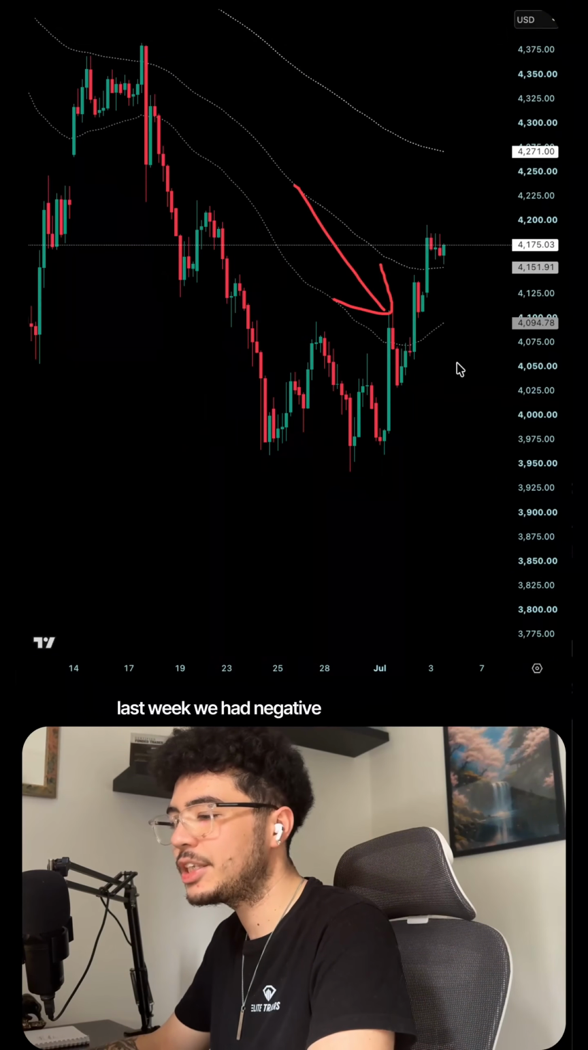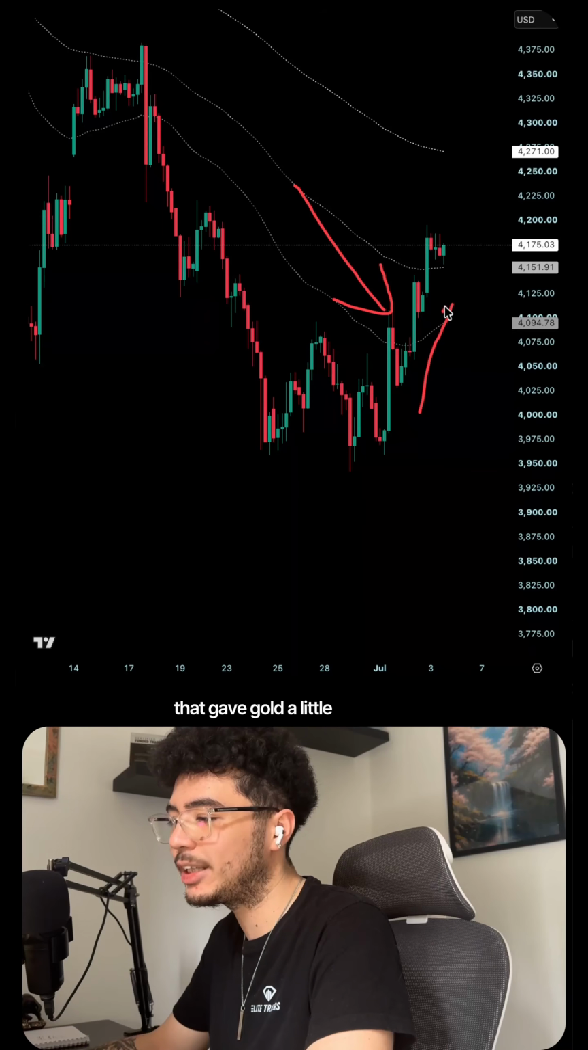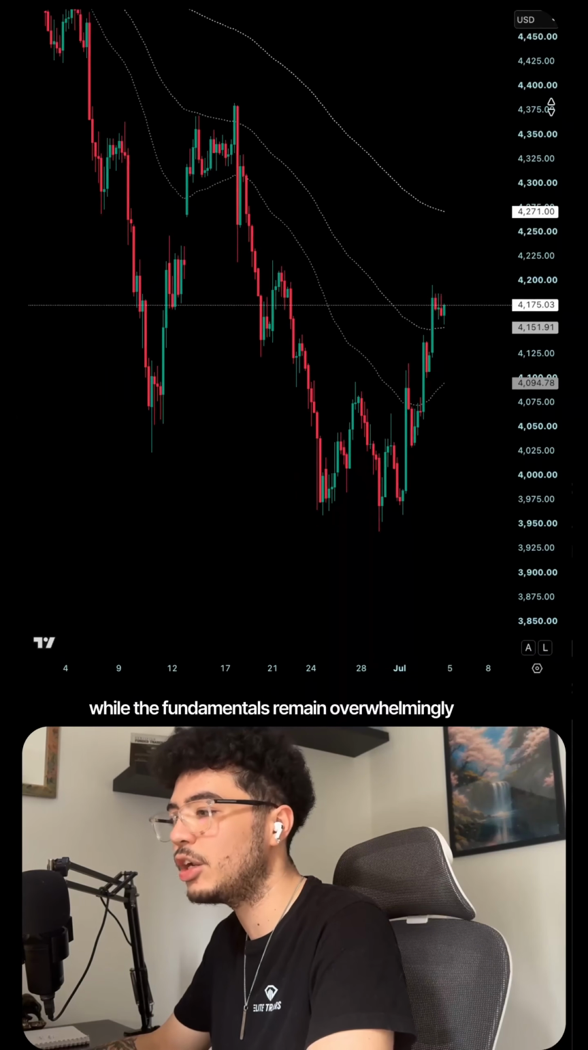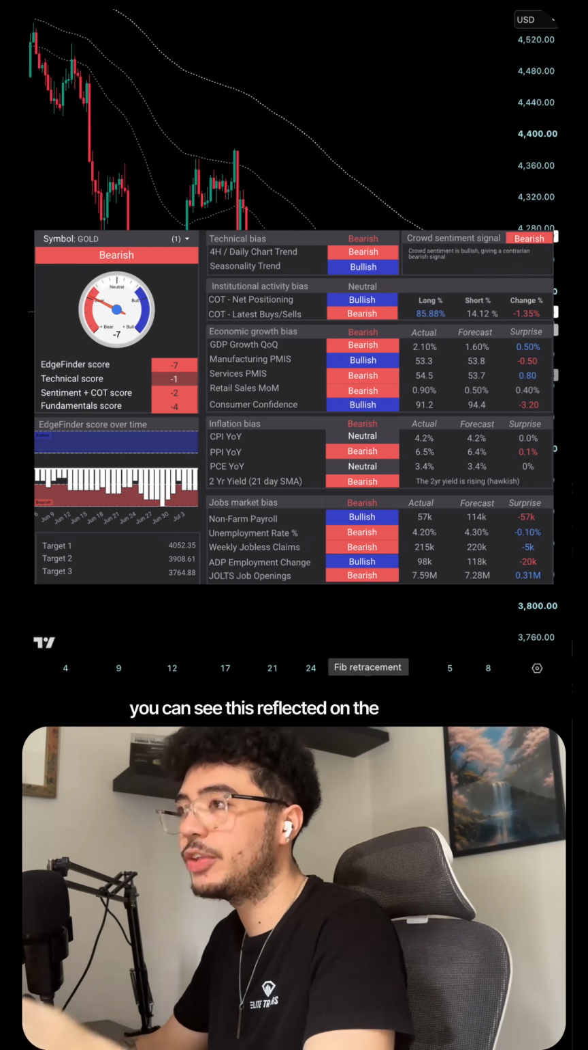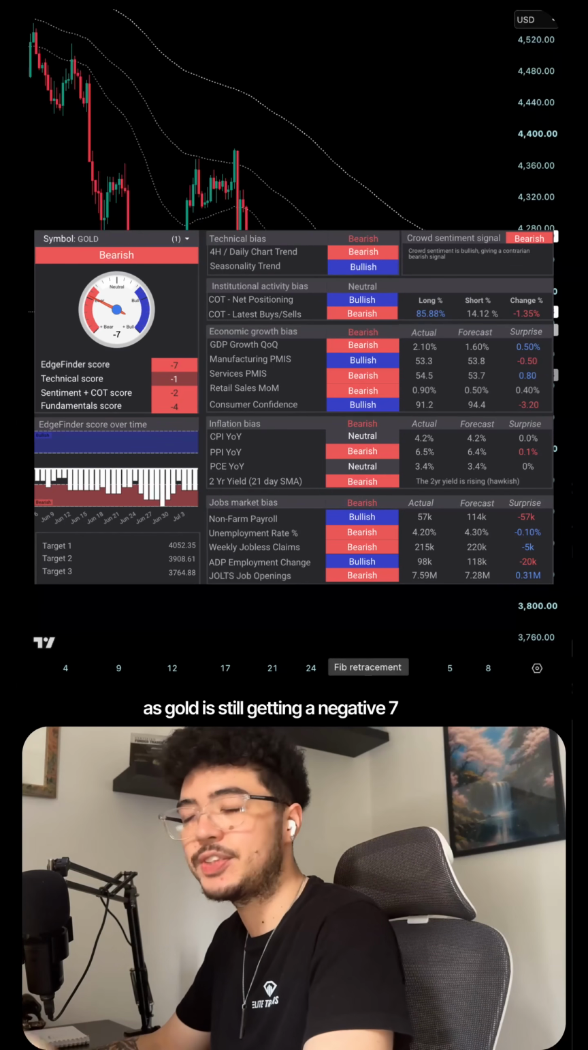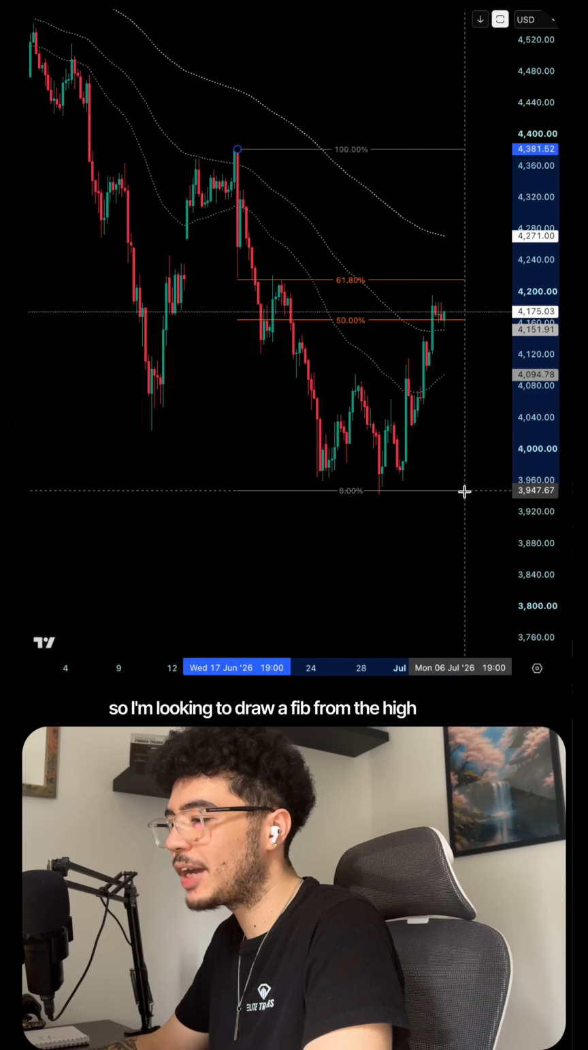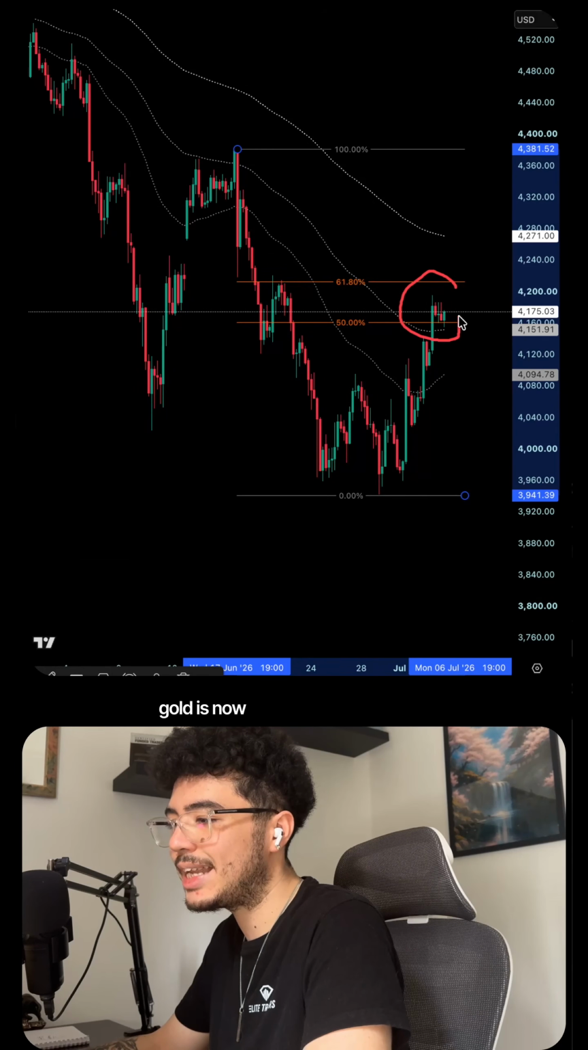Last week we had negative data for the US dollar that gave gold a little bit of upside, while the fundamentals remain overwhelmingly bearish and the trends are still bearish. We can see this reflected on the Edge Finder as gold is still getting a -7 reading. So I'm looking to draw a fib from the high to the low, and what we see is gold is now within the fib zone of 61.8 and 50% retracement.